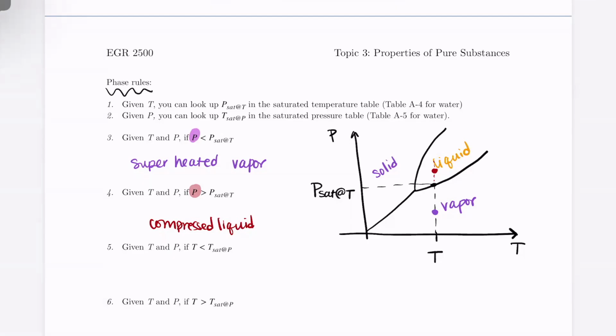Actually, let me go back to the other one because I want to make a comment. So for the one with the red dot, we said for a given temperature and pressure, if P is greater than the saturation pressure, it would be a liquid. It could also be a solid, technically, right?